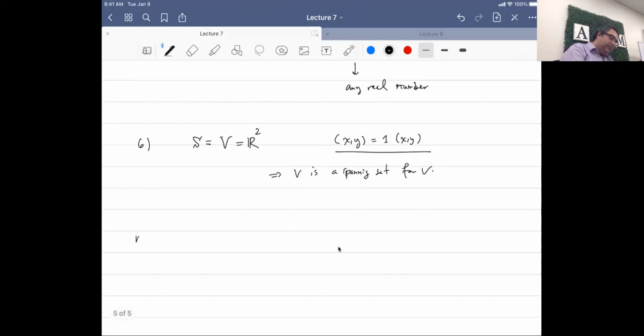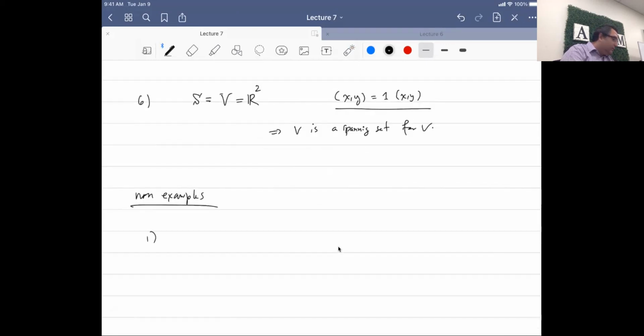Now some non-examples. For R2, inside R2, think about this, a singleton 0, 1. Would that be a spanning set? Well, since these are supposed to be non-examples, you should say no, but why? Why can this not span the entire R2 for us?